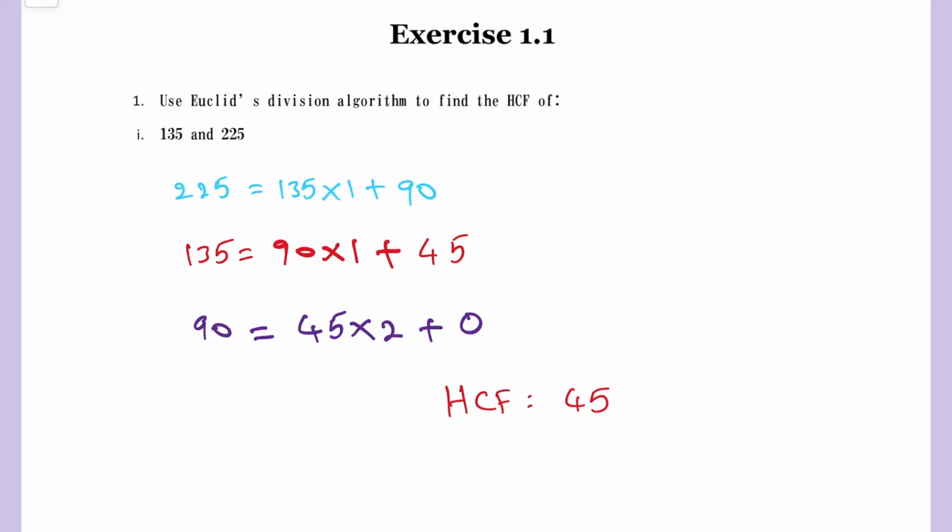Now without wasting time, let's move to the second question. 196 and 38,220. Of course here the number is a little bigger, but there is no need to worry about that. The process is the same again. So let us do the division of those two numbers.